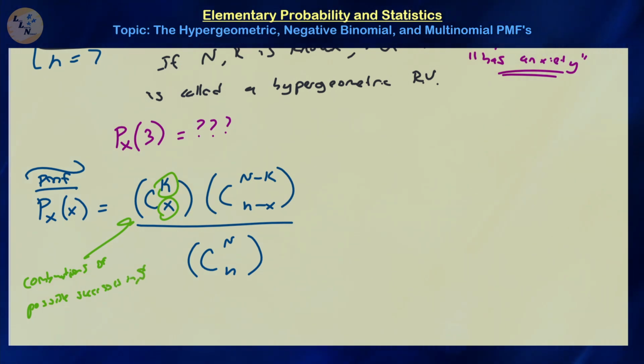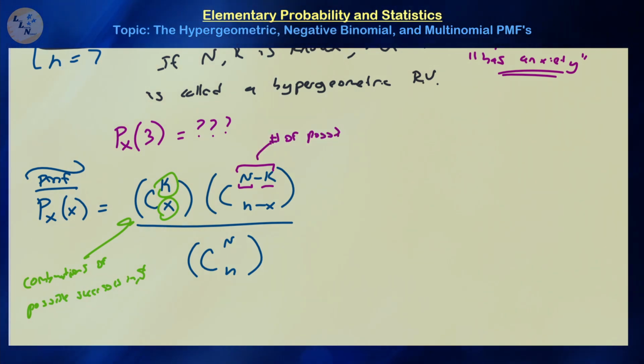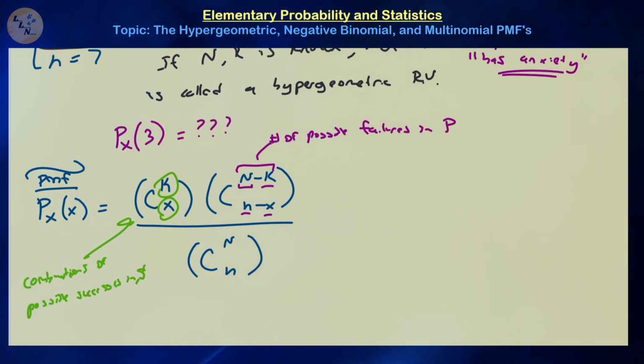and my sample S. So what's this other object? Remember, if K represents the number of possible successes in my population and capital N represents my population size, that means capital N minus K is the number of possible failures in my population. And if I have a sample size of little n and I have X successes in my sample, that means little n minus X is the number of failures in my sample.